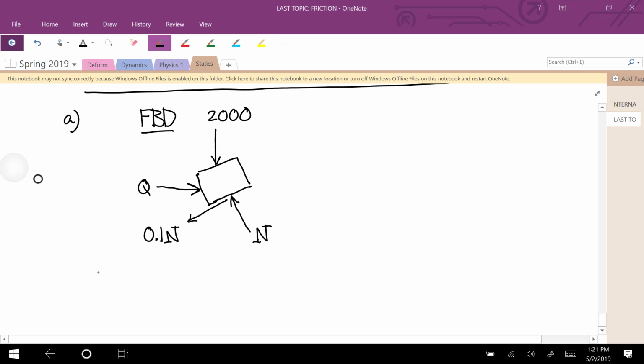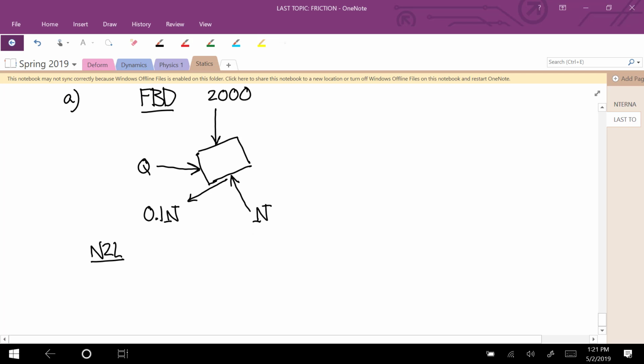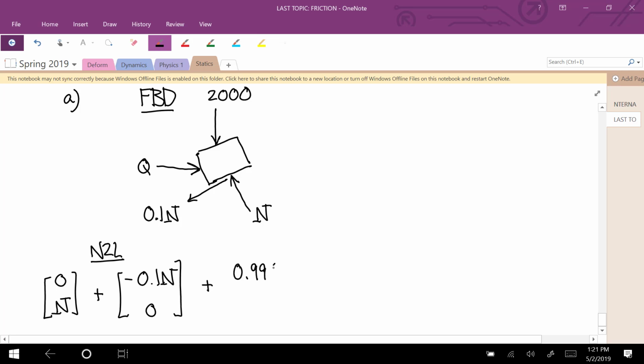And now Newton's second law says we have 0N plus negative 0.1N, 0, plus, what's the cosine of 5 degrees? Okay, so this Q force is going to be 0.996 Q, and then negative, what's the sine of 5 degrees? 0.0872 Q.